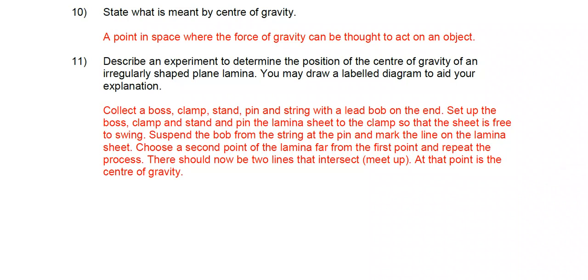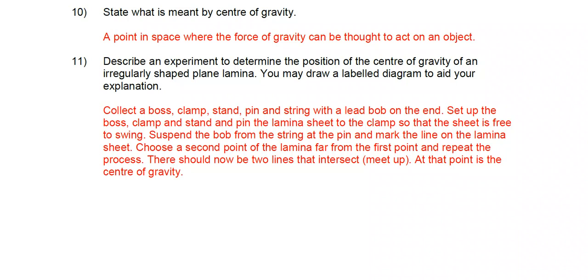So you're going to need a boss clamp, a stand, a pin and a string with a lead bob or a lead weight on the end. Basically, you're going to set up the boss, the clamp and stand, and you're going to pin the lamina. Okay, so it's free to swing at a point somewhere along the edge of the sheet. Suspend the bob from the string at the pin, and you're going to mark a line along the laminar sheet that this piece of string goes across. Then you choose a second point that's not really very close to the original point and repeat the whole process.